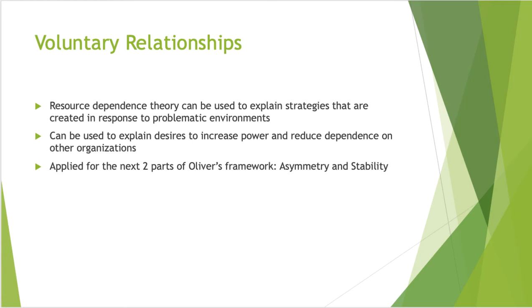So for voluntary relationships, we're going to start by talking about resource dependence theory. Simply put, resource dependence theory is used to explain strategies that are created in response to problematic environments, like when resources are scarce or hard to find, maybe like right now with the economic downturn. It can be used to explain desires to increase power and reduce dependence on other organizations. So they want to increase their power, but they want to stay independent of each other.